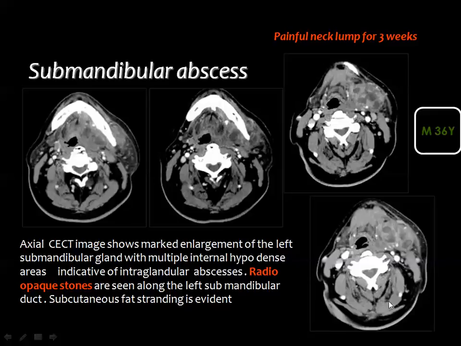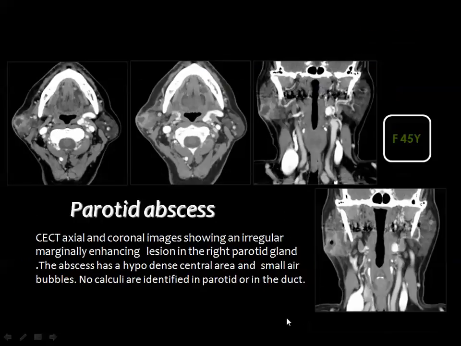Then if you trace for the cause, you can appreciate the presence of two radiopaque calculi along the course of the submandibular duct. You know that inflammation of the gland may spread to involve the floor of the mouth, and we have discussed this before. And this inflammation may affect the airway, with obliteration of the fat planes in the mouth floor. And here you can see an example of this.